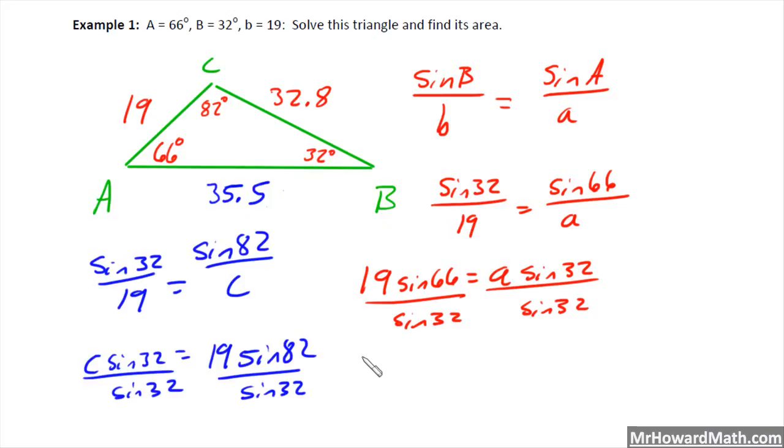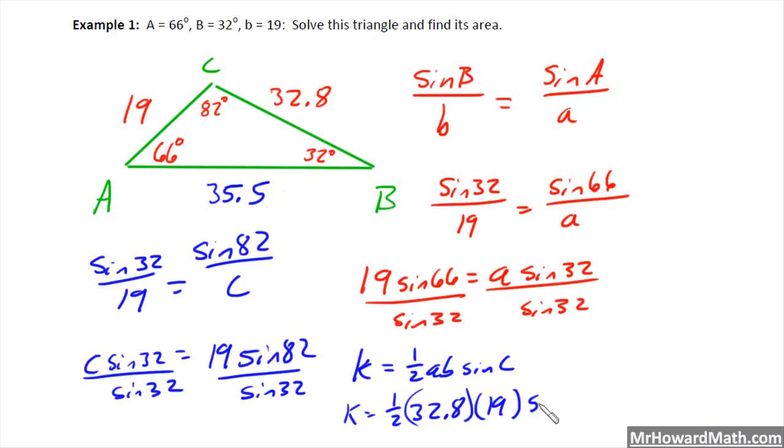So I'm just going to use this formula here. K is used as the variable for the area of the triangle, and it is equal to 1/2 AB sine C. So for our example, K is equal to 1/2 times side A is 32.8 times side B is 19 times sine of angle C is 82 degrees.